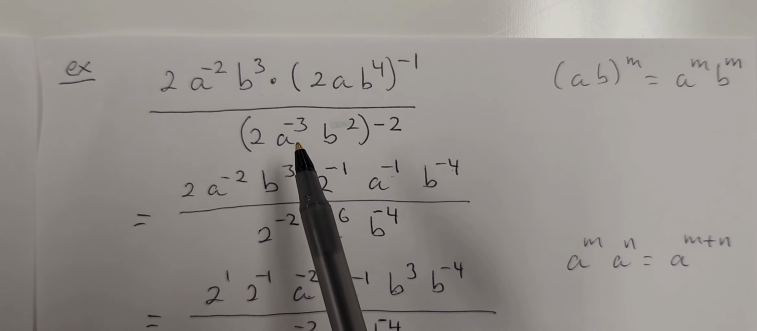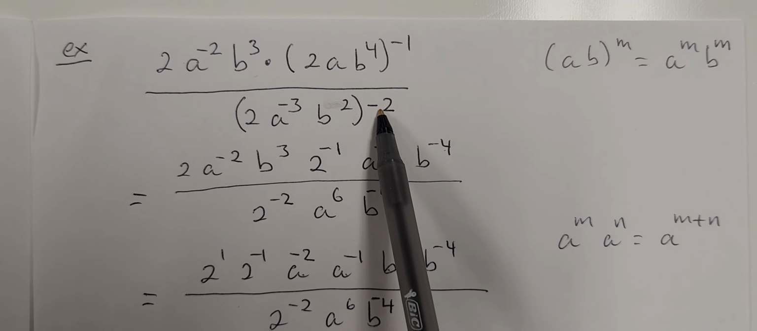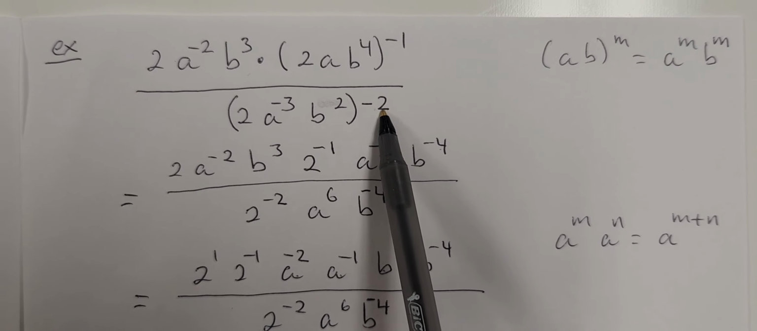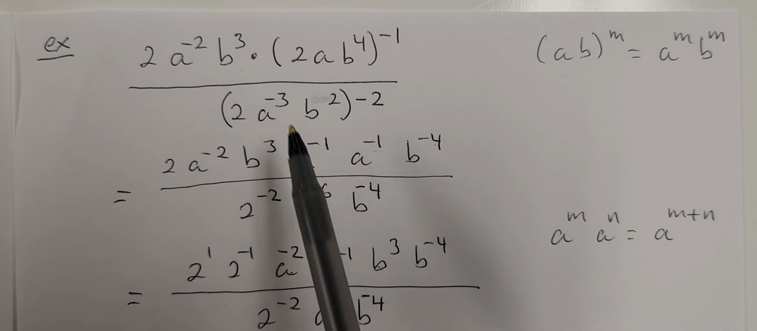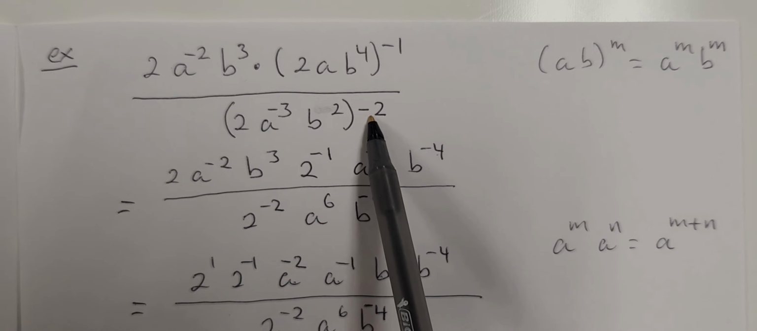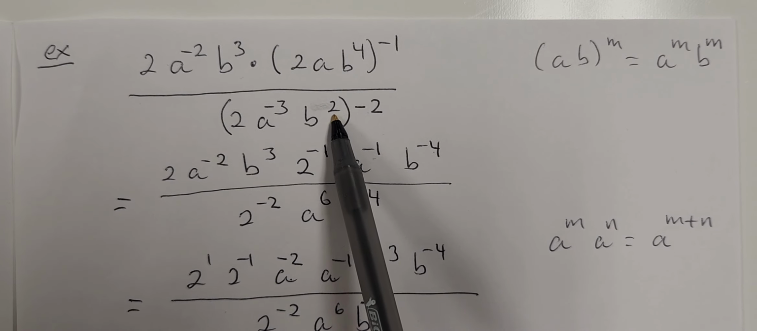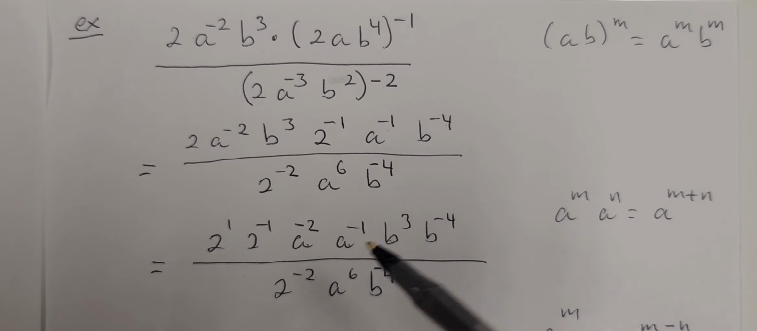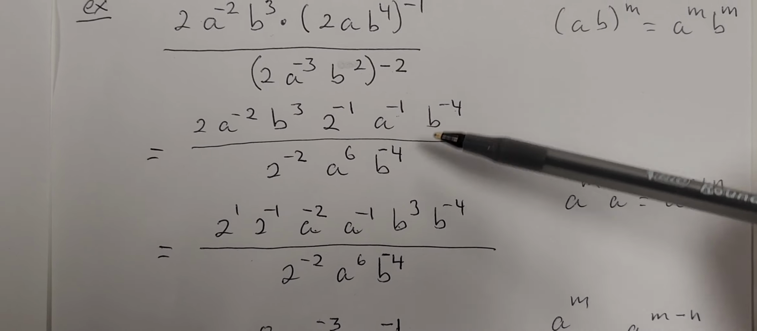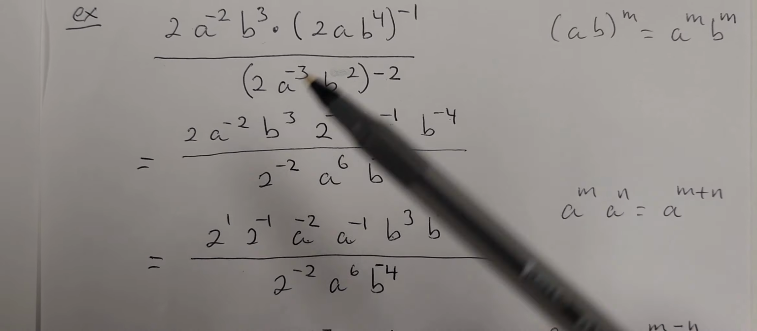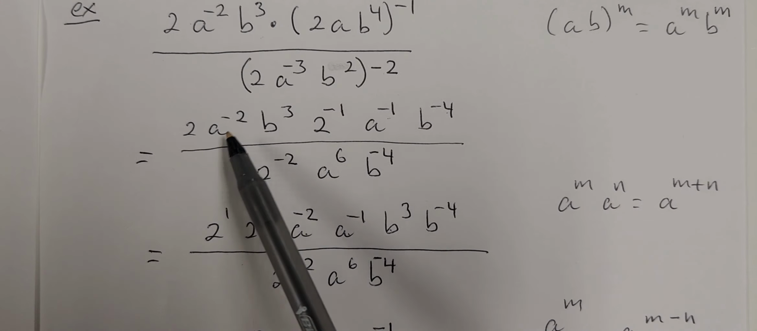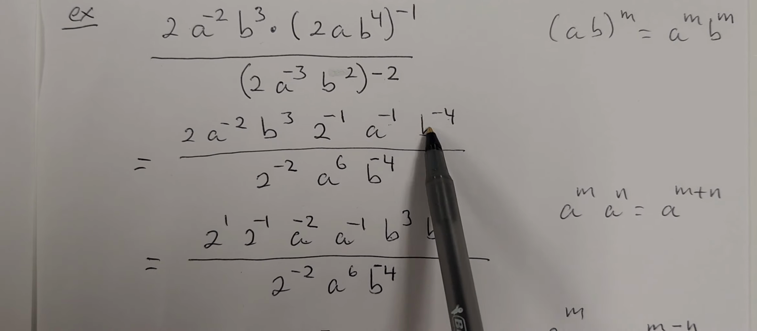Okay, do the same thing with the bottom. This negative 2 to this 2, so 2 to the negative 2. Negative 2 times negative 3 gives me positive 6. Negative 2 times positive 2 gives me negative 4. Okay. Next, I want to focus on the top first because I want to organize the top. Again, number with number, A with A, B with B.